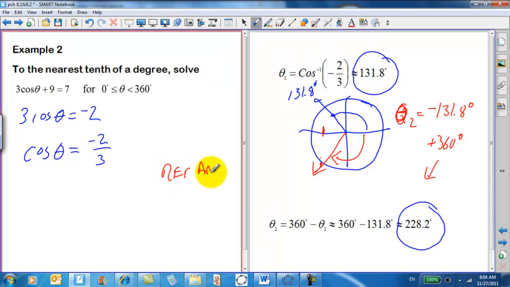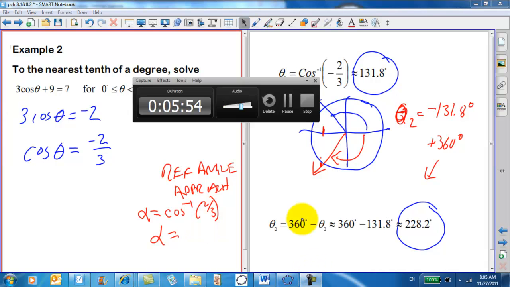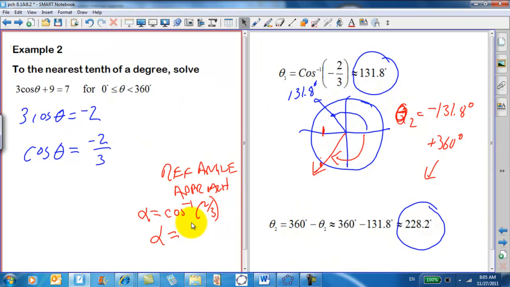The reference angle approach is when you figure out the reference angle, alpha, by taking the inverse cosine of 2/3. And that ends up being 48.2 degrees. And then you use this 48.2 degrees and go that far into each of the appropriate quadrants.